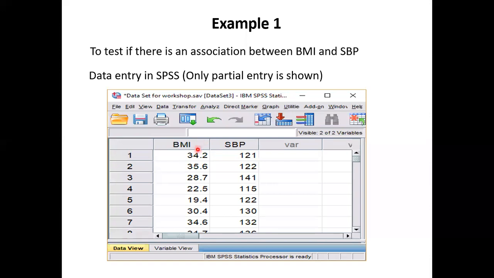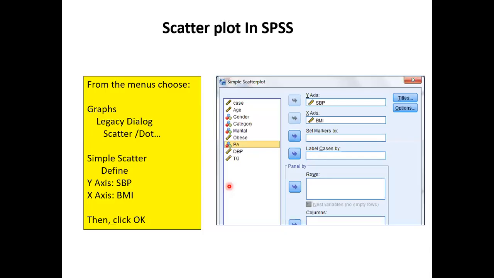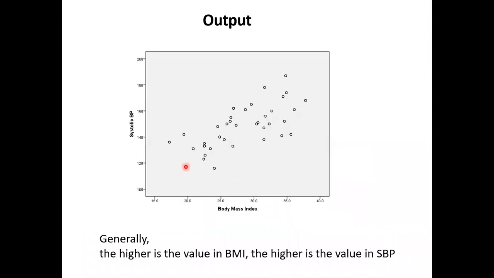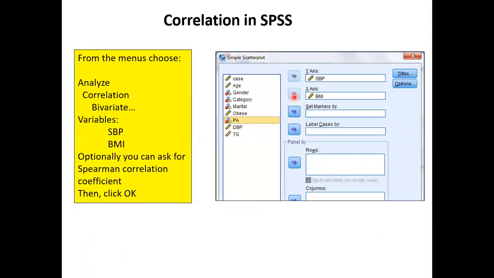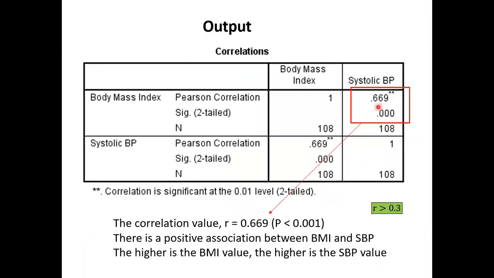As BMI values are different from each other, BP also differs. We plot it and we see there's a pattern. Is this strong or weak? We do a correlation: 0.669, yes, towards one, and the P value is significant. And the value in absolute value is more than 0.3.